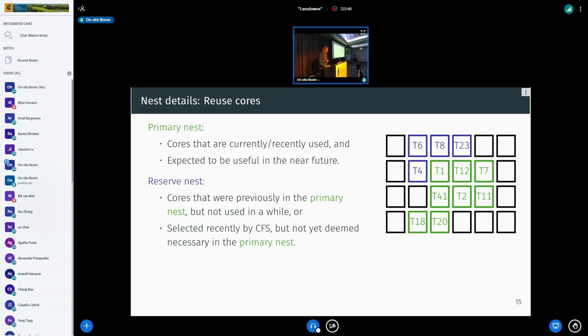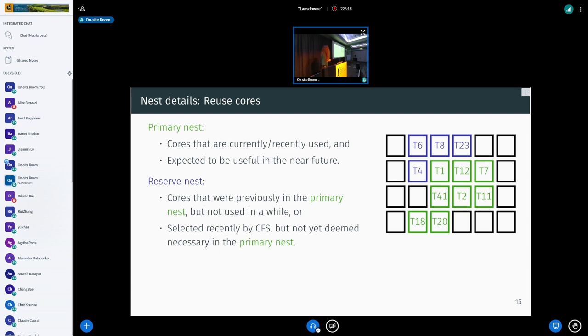We complement the primary nest with what we call a reserve nest. These are a few other cores that we might like to search over if we need to expand the primary nest, and that we might like to save in reserve if we need to decrease the primary nest. So these are cores that were in the primary nest but have not been used in a while. Those would be good choices if we run out of space and need to add more. And if we run out of cores in all of these nests, we just fall back to normal CFS and ask it for another core.